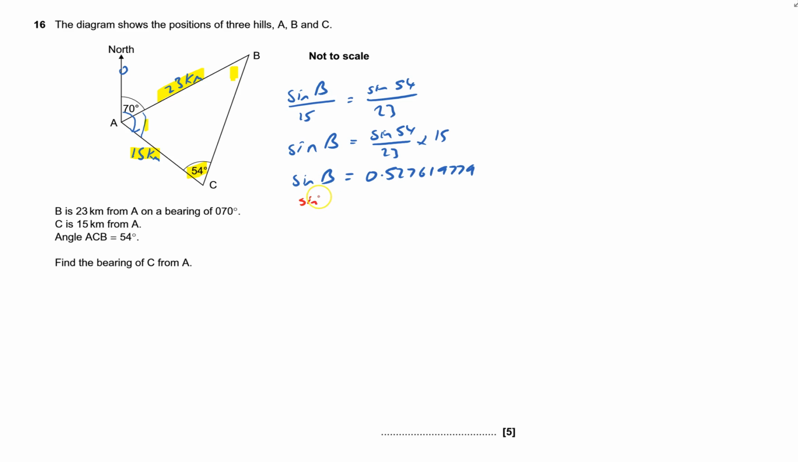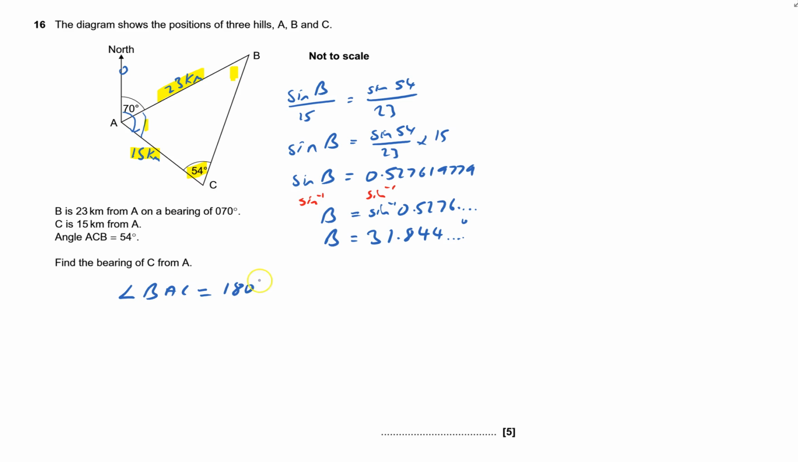I want to know what B is. So I'm going to have to get rid of the word sine. So do the inverse operation. And sine to the minus 1 of that will vaporize the sine and just leave it as a B. And B will equal sine to minus 1 of 0.5276, etc. And so B equals 31.844 degrees. So I know what B is now, and so I can now work out angle BAC.